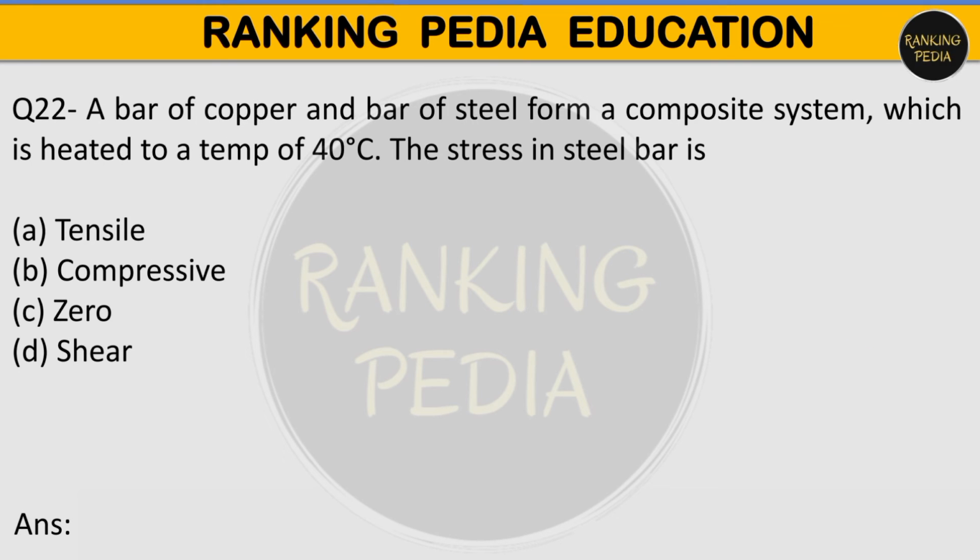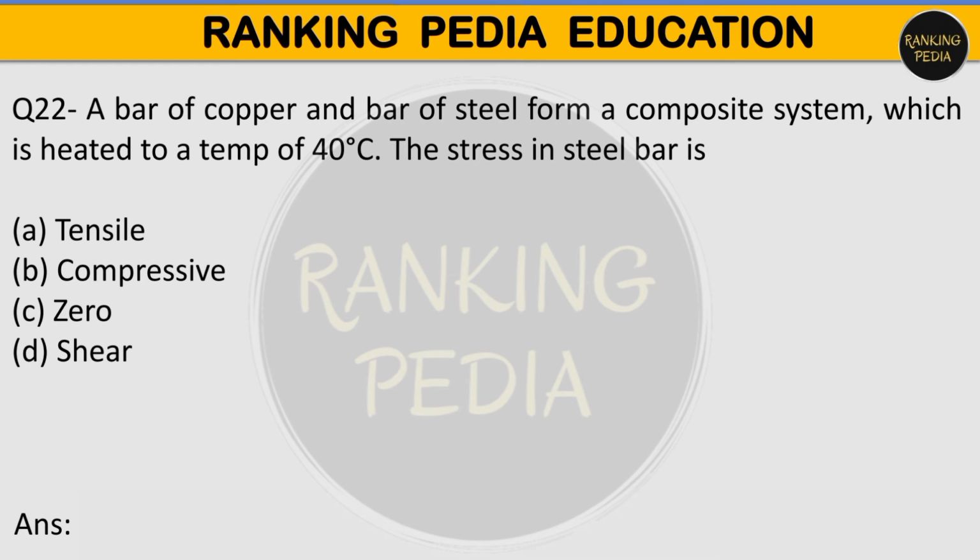Next question is, a bar of copper and a bar of steel form a composite system which is heated to a temperature of 40 degrees Celsius. The stress in a steel bar is, so you have to take the correct option. Your options are tensile, compressive, zero, or shear. So the stress in steel bar is your tensile. Option number A is correct.